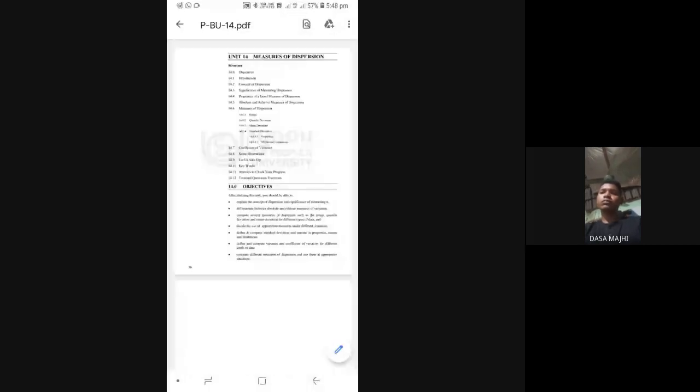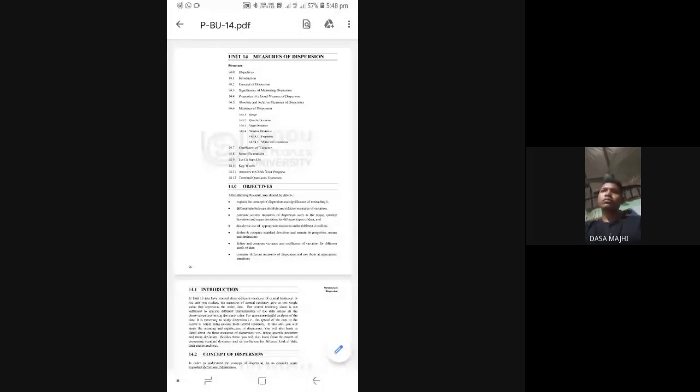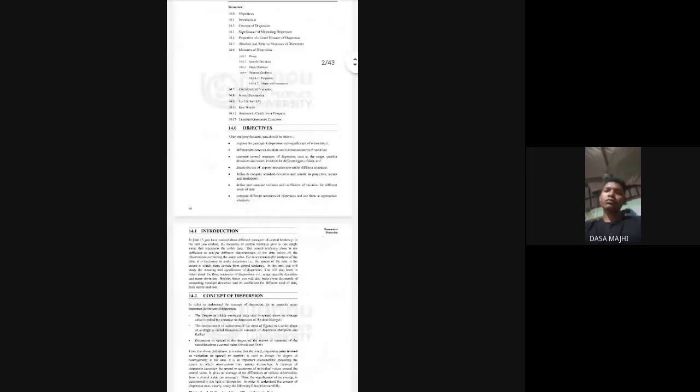So range is nothing but it is the difference between largest value and the smallest value. Okay. And choice of suitable average, how you will choose it, some points are given. Okay. So last part is measures of dispersion. So all these methods are applicable for measuring the dispersion. Okay.